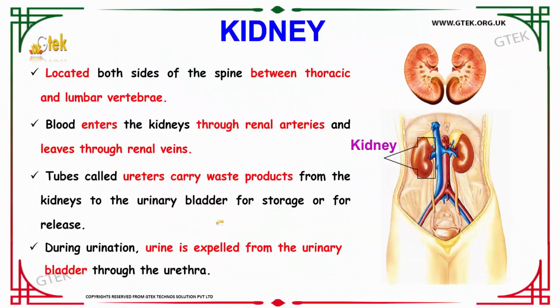Let us see about the kidney. The kidneys are located on both sides of the spine between the thoracic and the lumbar vertebrae. Your blood enters the kidneys through the renal arteries and leaves through the renal veins. So this is your renal artery, and your blue blood vessel is your renal vein.